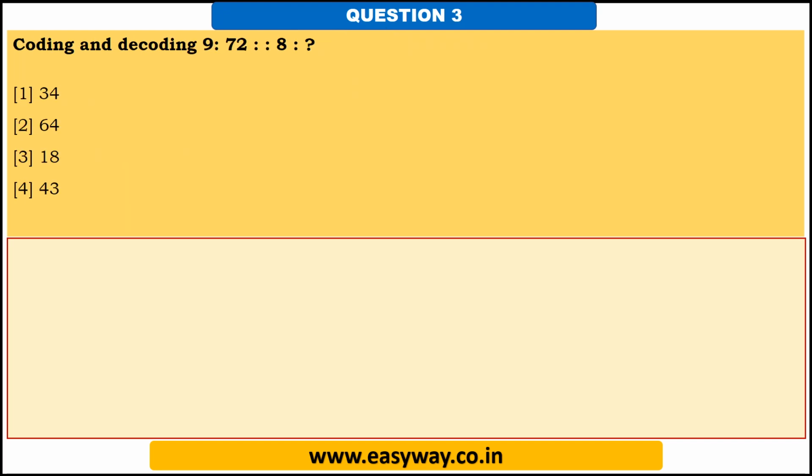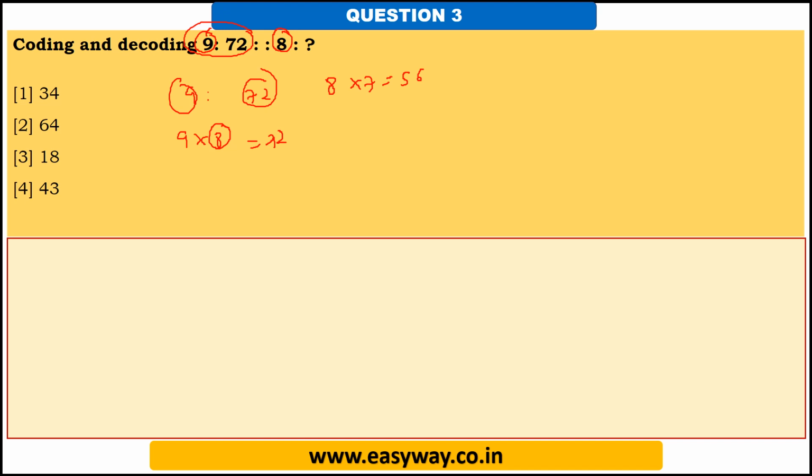Now let us go for coding decoding, that is question number 3. 9, the code for that is 72, so the code for 8 will be. Now let us see what is the possible coding of this. How do we get 72 with the help of 9? We have to multiply something, that is we have to multiply 8 here. So one of the ways of doing this is that we subtract one number from here, that is 9 minus 1 will be 8, and we multiply that number here. So in this case also we can follow this. So 8 and we subtract one number, that is 7. So 7 8s are 56. So is 56 in the options? No. So this cannot be the answer.